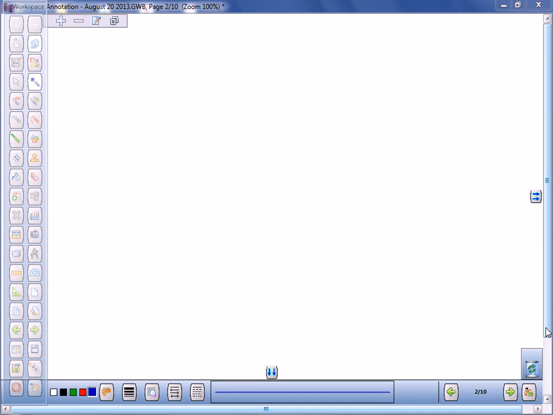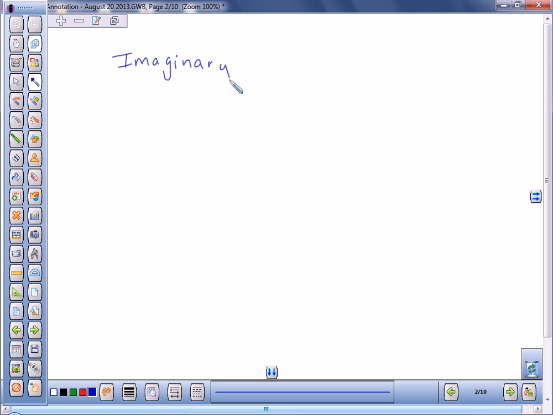A real part and an imaginary part. Now, first of all, you probably need to understand what an imaginary part is, because we haven't looked at imaginary numbers yet. So let's talk about where they came from and how they're defined.